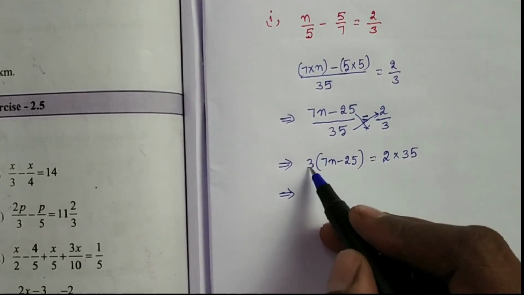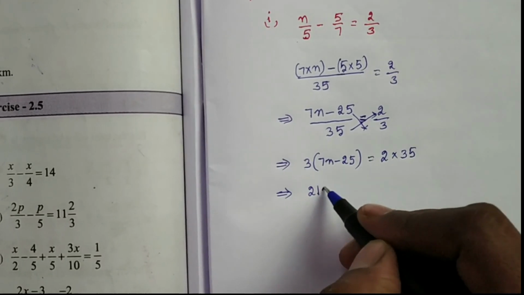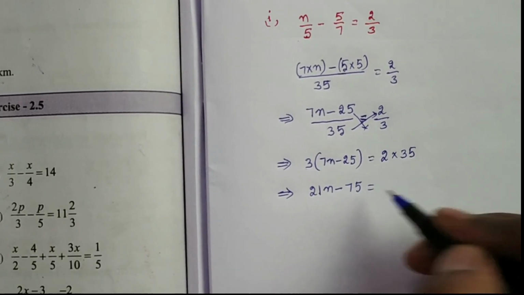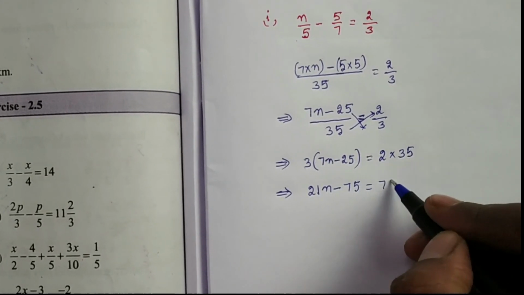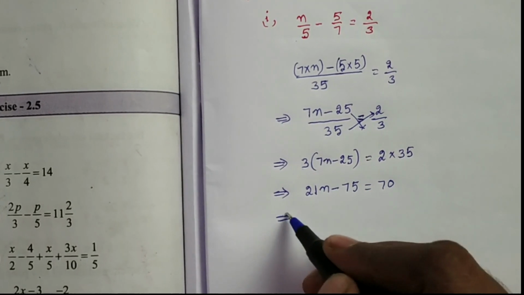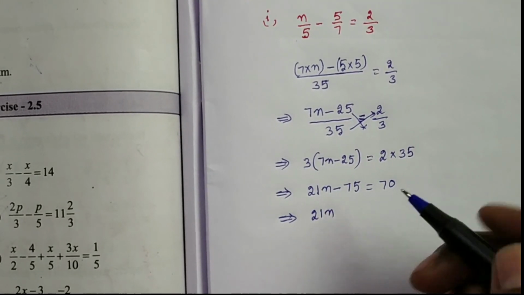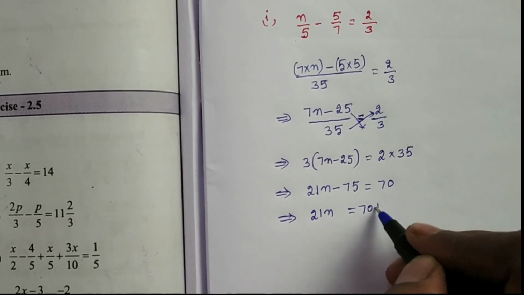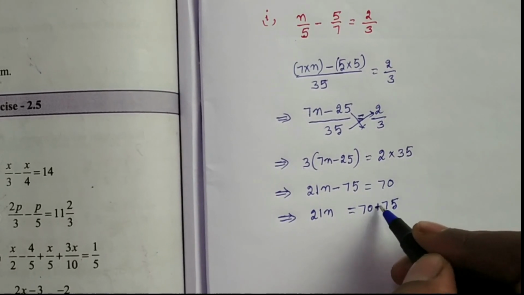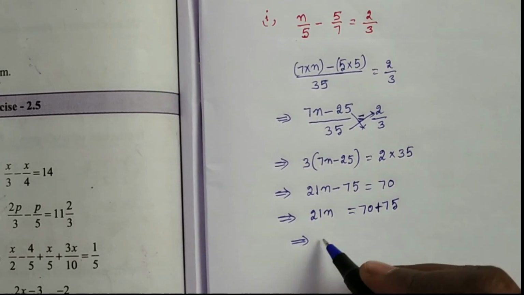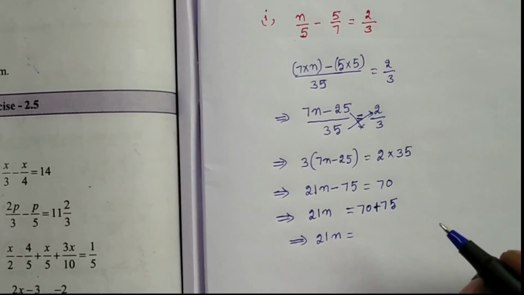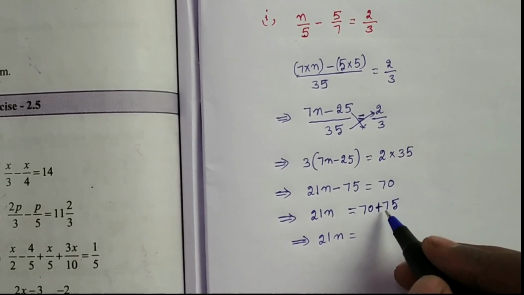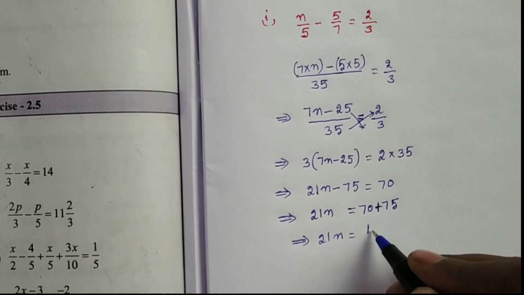Next to multiply them, 3 7s are 21n minus 3 25s, that is 75. 2 35s, that value is 70. So 21n minus 75, send that side, then it will be 70 plus 75. 21n is equal to 70 plus 75. How much is that? 70 plus 70, 140, 145.